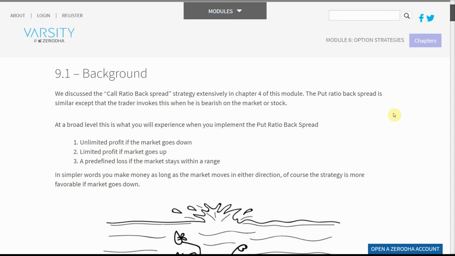Unlimited profit if the market goes down. Limited profit if market goes up. A predefined loss if the market stays within a range. In simpler words, you make money as long as the market moves in either direction. Of course, the strategy is more favorable if market goes down.